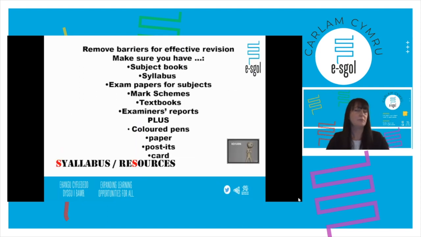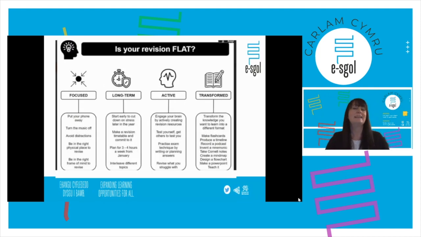The other thing that's really important is that when you do start to revise, you've got to make sure that you remove all barriers for effective revision. So you've got everything that you basically need. So make sure you've got your subject books ready. You've got maybe a syllabus or exam papers that you want to look at. Maybe you've got some mark schemes for certain subjects, maybe textbooks, possibly examiners' reports, and make sure that you have the resources as well that you're going to need. So perhaps coloured pens, paper, post-it notes, some card, whatever you think you're going to need, make sure you have it to hand.